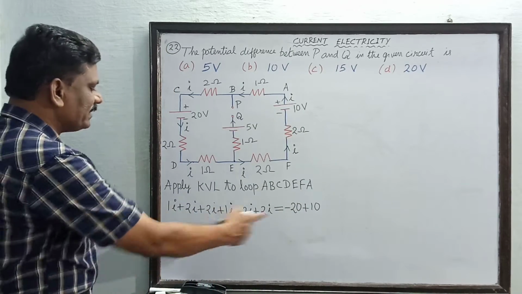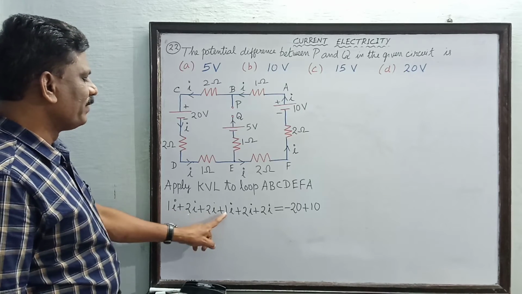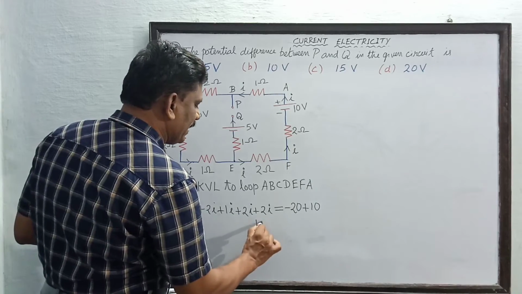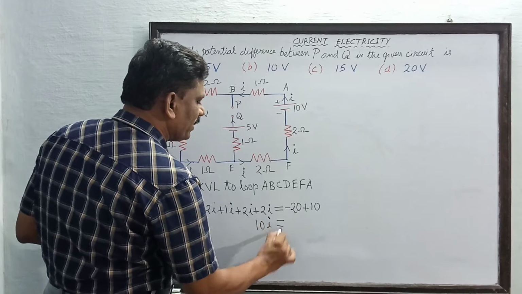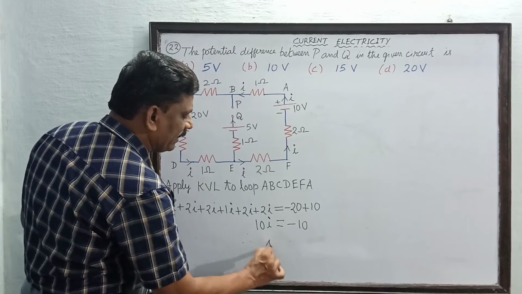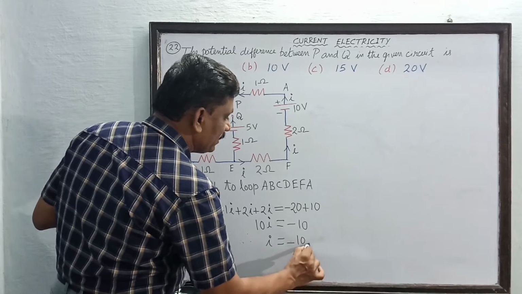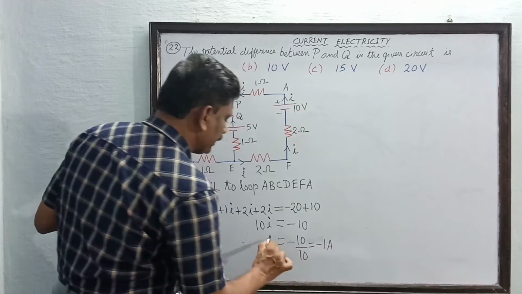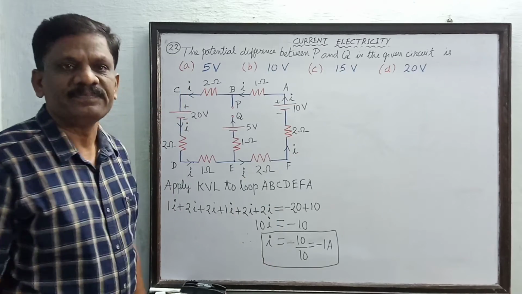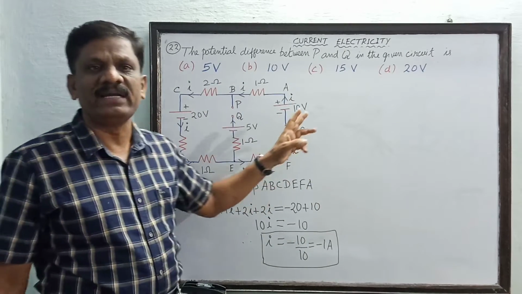Now you see what is on the left hand side. 1 plus 2 plus 2, 5. 5 plus 1, 6. 6 plus 2, 8. 8 plus 2, 10. So the left hand side is 10I. 10I is equal to minus 20 plus 10, which is minus 10. Therefore, the current I is equal to minus 10 divided by 10, which is equal to minus 1 ampere. This is very important information. The current flowing in the circuit is minus 1 ampere.